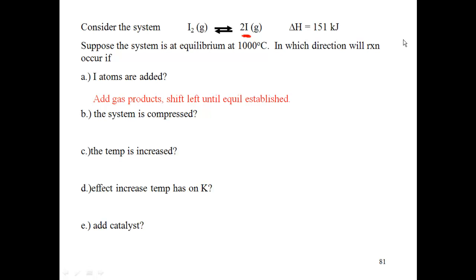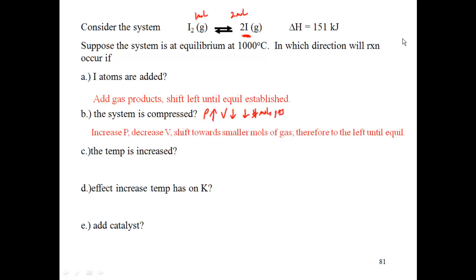The system is compressed. What does a compressed system mean? That means we're talking about an increase in pressure, which means a decrease in volume, which means I'm shifting toward the smaller number of moles of gas. How many moles of gas do I have? I have 1 mole of gas on my reactant side and 2 moles of gas on my product side. So it's going to shift to the left, toward the smaller number of moles of gas, until it reaches equilibrium again.